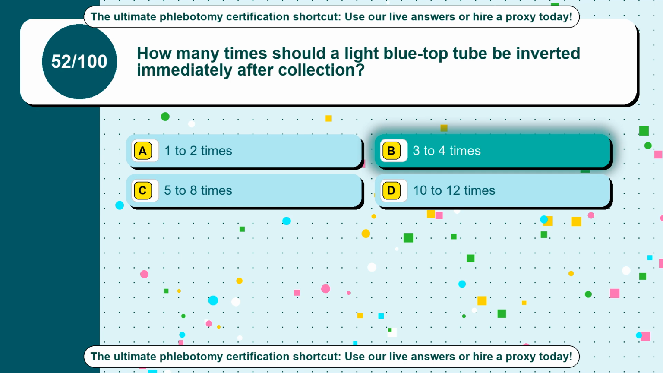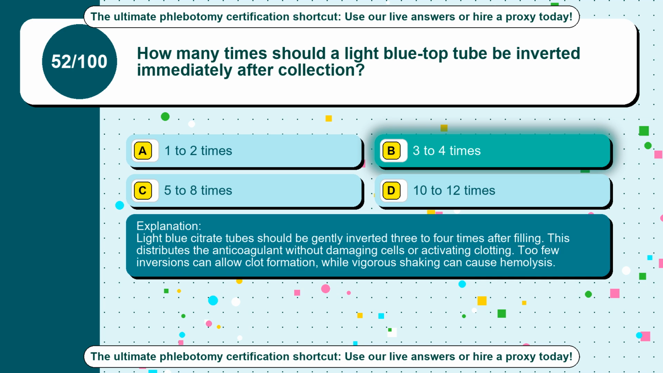The correct answer is option B. 3 to 4 times. Light blue citrate tubes should be gently inverted 3 to 4 times after filling. This distributes the anticoagulant without damaging cells or activating clotting. Too few inversions can allow clot formation, while vigorous shaking can cause hemolysis.